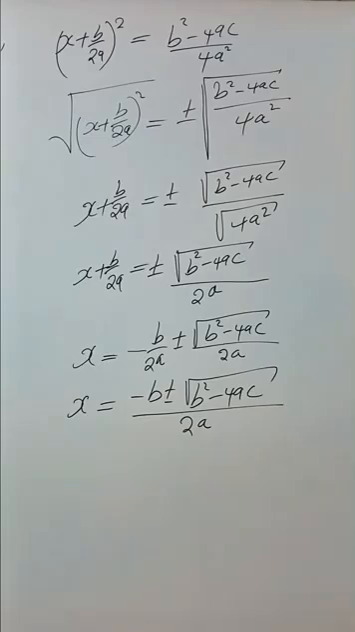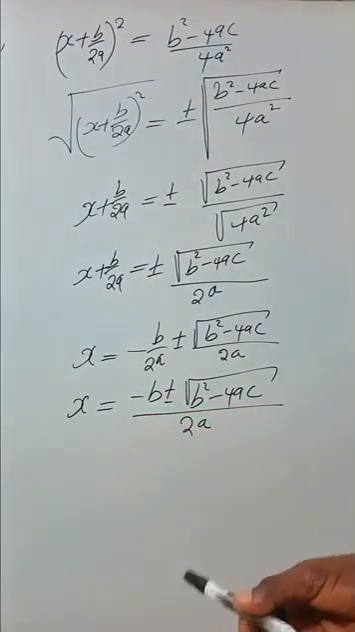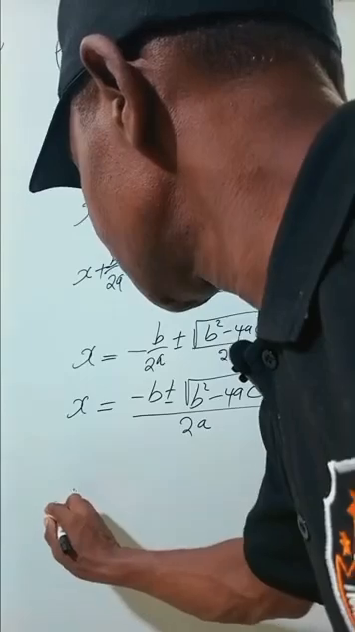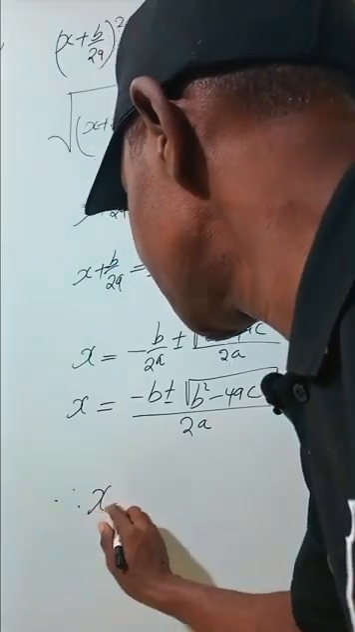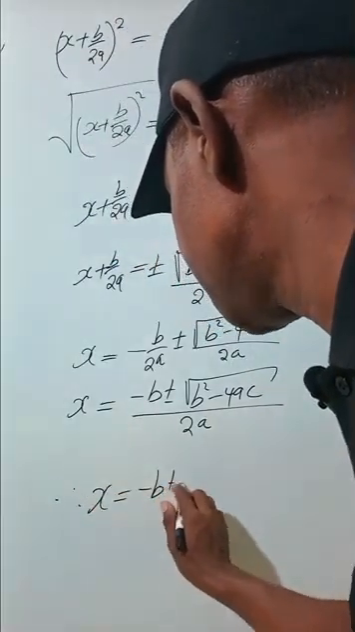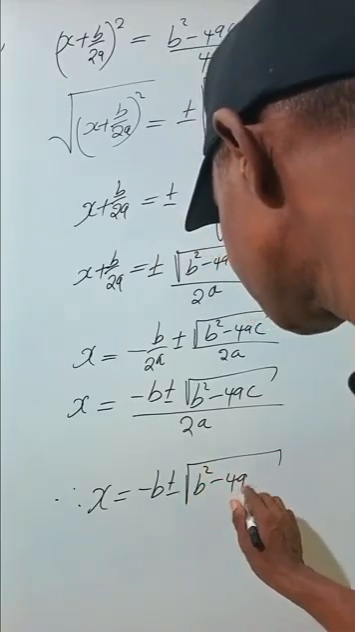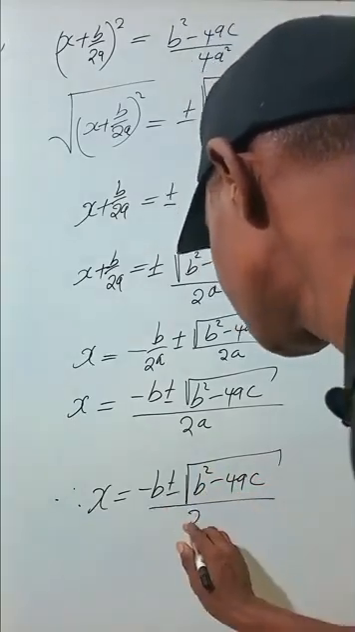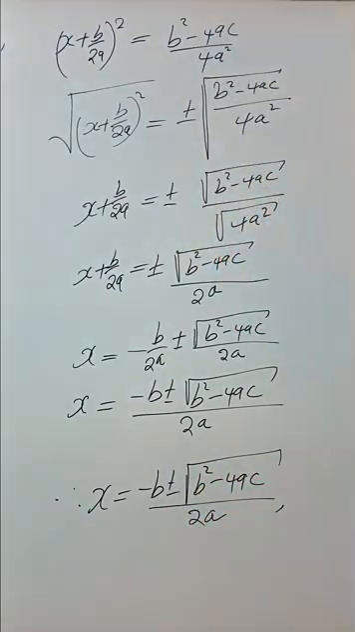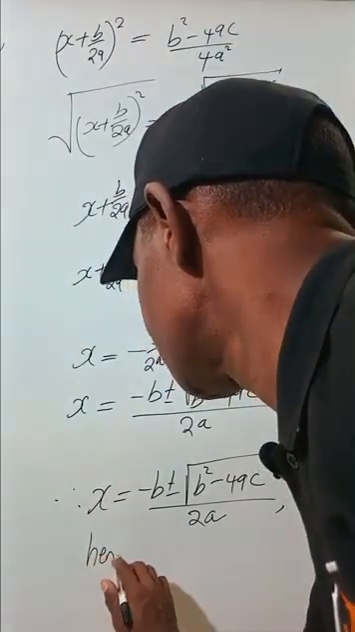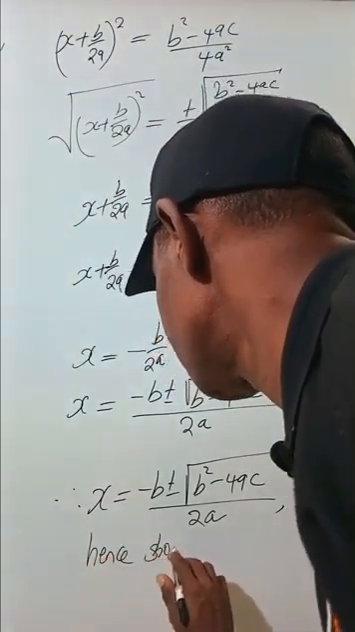2a. This is what we're asked to find, to show that x equals that one. So we can say therefore we have got x equal to negative b plus or minus the square root of b squared minus 4ac all over 2a, hence shown.